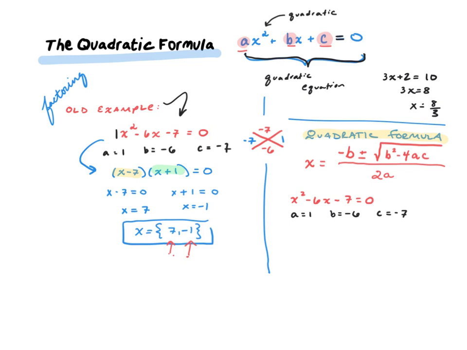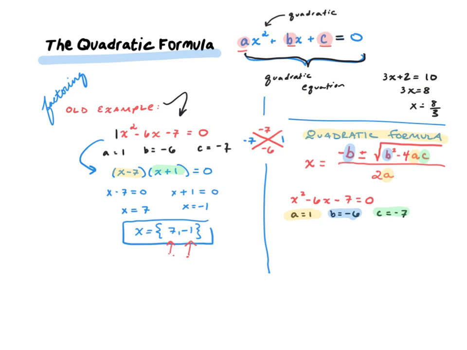So wherever A is, that's going to be plugged in to A. B is going to be plugged in for B. Oh, you know what? I shouldn't put in the negative. So B is here, and B is here. And then C is -7. That's going to go right there.